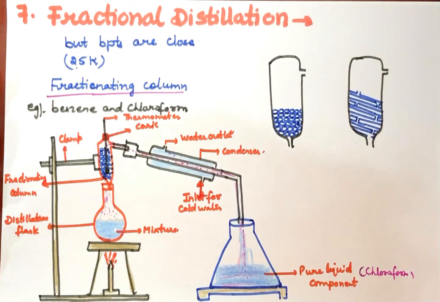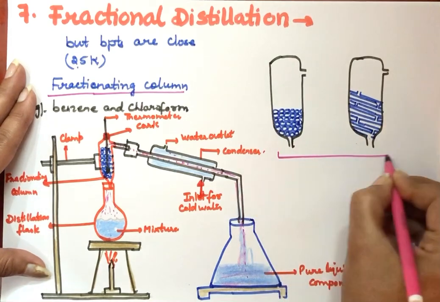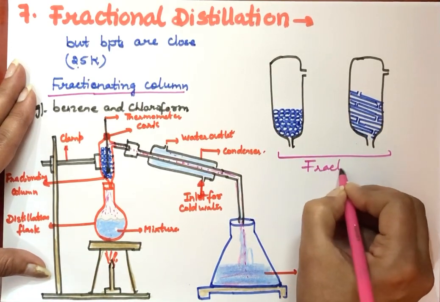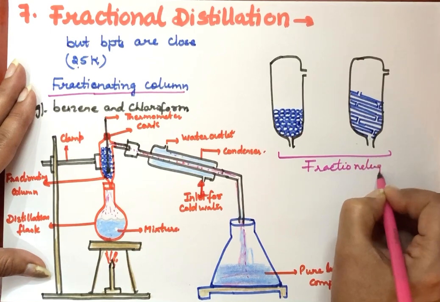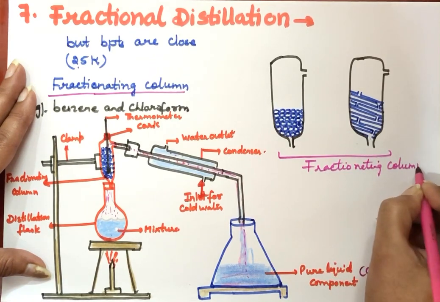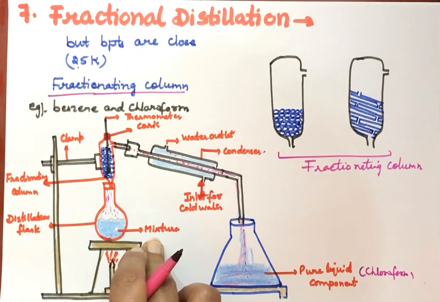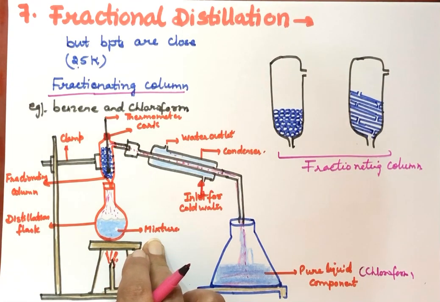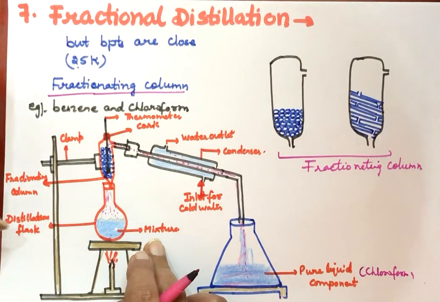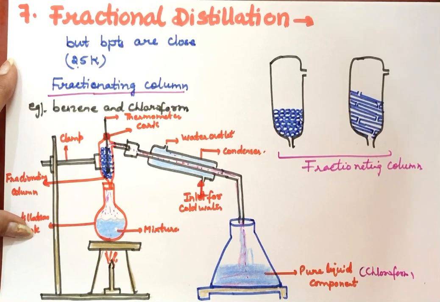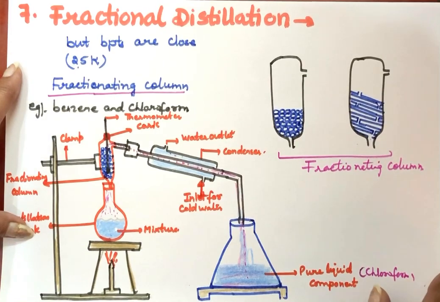Applications of this method: these two I'm labeling are fractionating columns. One use of this method is to separate air into oxygen, nitrogen and noble gases, that is, separation of different gases from liquefied air. The second application is to separate components of crude oil like gasoline, kerosene oil, diesel and lubricating oil. These also we can separate using the fractional distillation method.